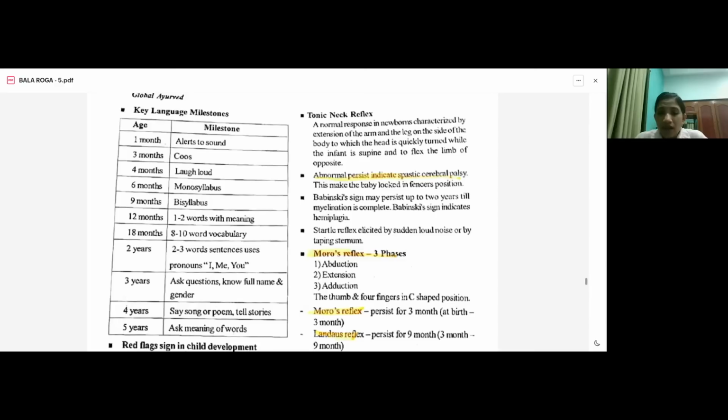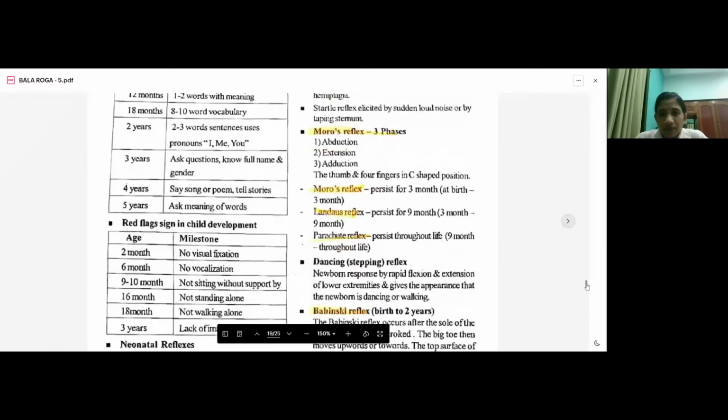And in the case of the Babinski sign, it may persist up to 2 years till myelination is complete. And the Babinski sign indicates hemiplegia. And next, that is Moro's reflex. It has 3 phases. And Moro's reflex persists for 3 months. At birth to 3 months, Moro's reflex is present. And the parachute reflex persists throughout life. From 9 months throughout life, the parachute reflex is present.